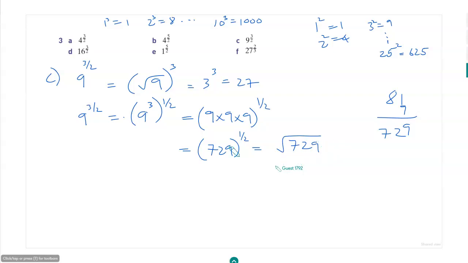Okay, you may not know the value of this root straight away. So what do we do? Prime factorize. So if you divide by 3, you get what? 243, right? Then 3 again. So 81, right? Yes. Then 3 again, 27. 3 again. How much?